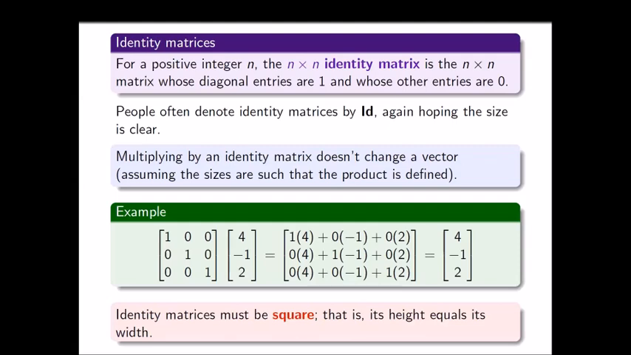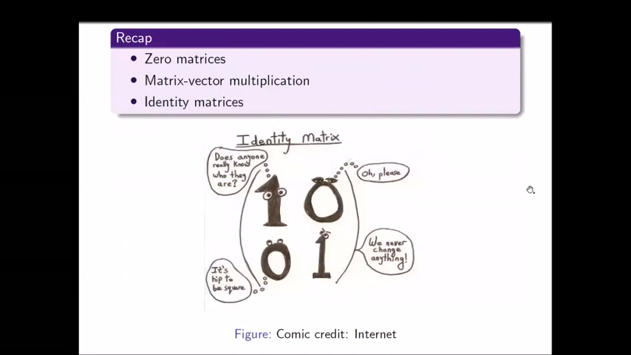And it should be clear from the definition, but the identity matrices are square, that is their height and their width are exactly the same. So with this, I would like to end this episode. Just as a recap, we talked about zero matrices, matrix vector multiplication, and identity matrices.